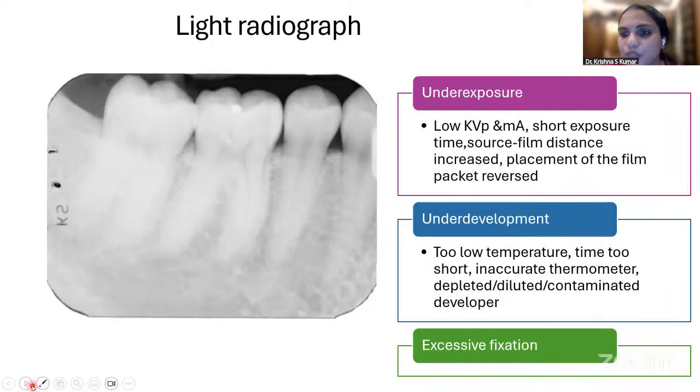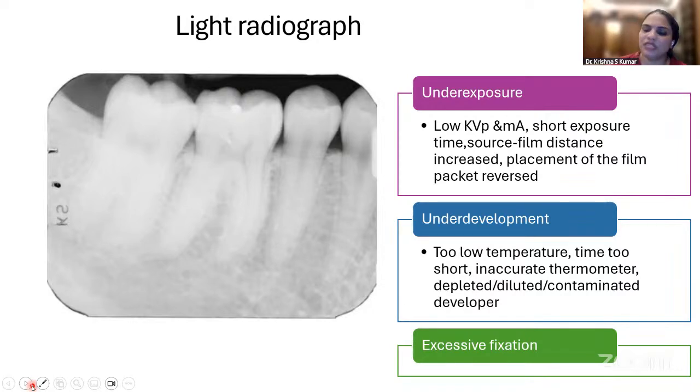Light radiographs occur when there are reduced exposure parameters. When there is less kVp, there is decreased penetration of the X-ray photons into the tissues, so naturally it will be underexposed. When the milliamperage is also less, that also causes decreased production of X-ray photons. And if the exposure time is very short, the X-ray photons will not reach the X-ray film. If you increase the source to film distance, there is also decreased penetration to the X-ray film. And if the placement of the film packet is reversed, and the lead foil comes in contact with the primary radiation before reaching the film, it will appear light.